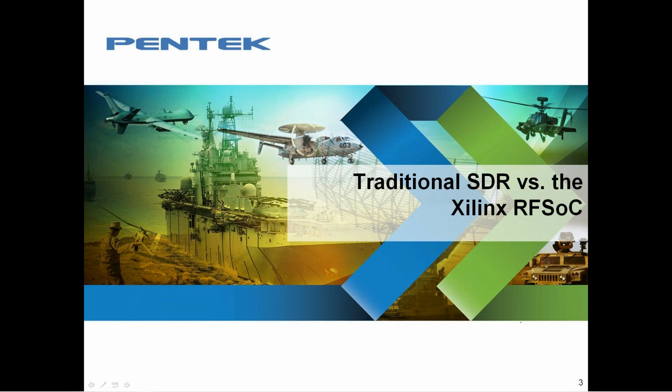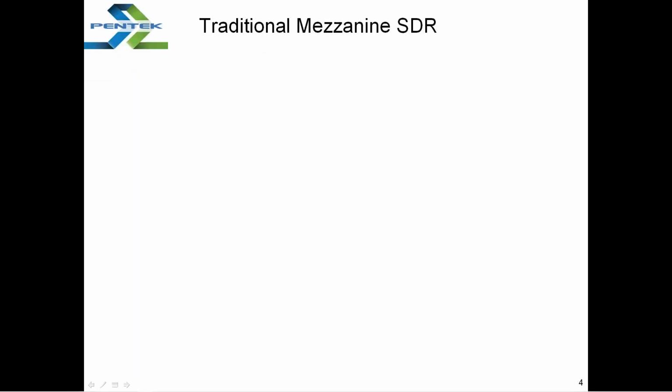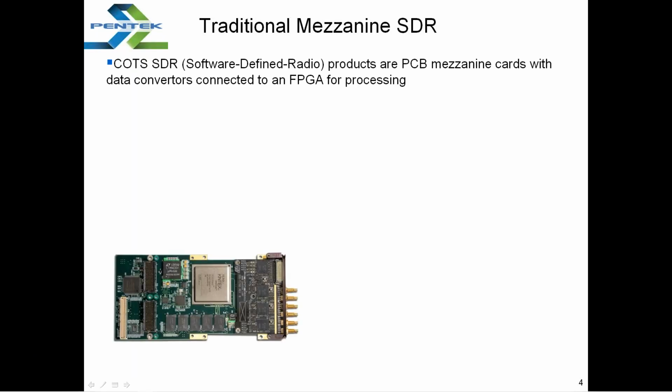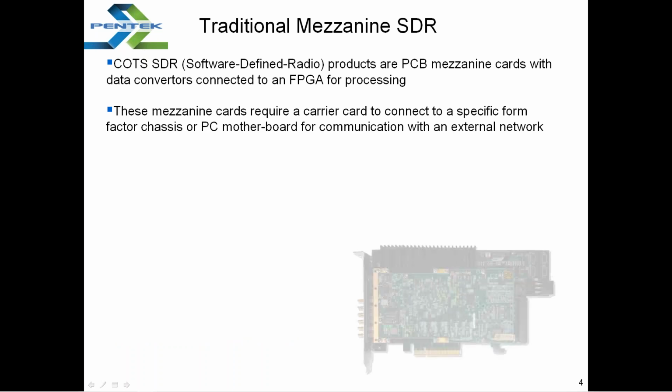So to begin with, we have a traditional SDR versus a Xilinx RFSoC. A traditional mezzanine card, or a COTS device, so that's a commercial off-the-shelf software-defined radio product, are PCB mezzanine cards with data converters connected to an FPGA for processing. In the lower left, we see an example XMC mezzanine card.